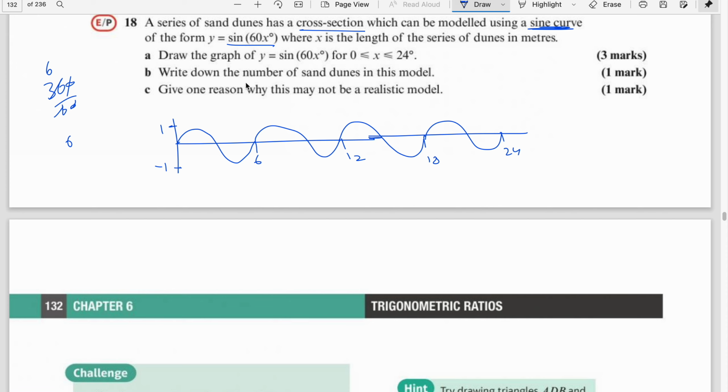B part says write down the number of sand dunes in this model. So we have 4 of these. Give one reason why this may not be a realistic model. Any guesses? Angles are too small and they may not have the perfect shape, they may not be similar to each other.